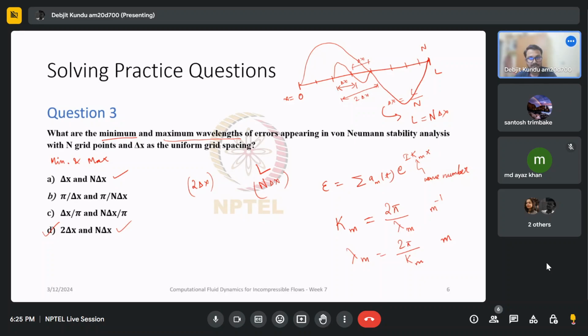Does that make sense? Yes, sir. Let's say for the maximum wavelength case, the n delta x or L. There the wavelength is L and the wave number is 2 pi by L. So if L was 1 meter, then 2 pi by 1 would be the wave number, so the wave number would be 2 pi. It's just a different way of representing things, nothing else. Anyway, any other questions? Okay, so let's move along.